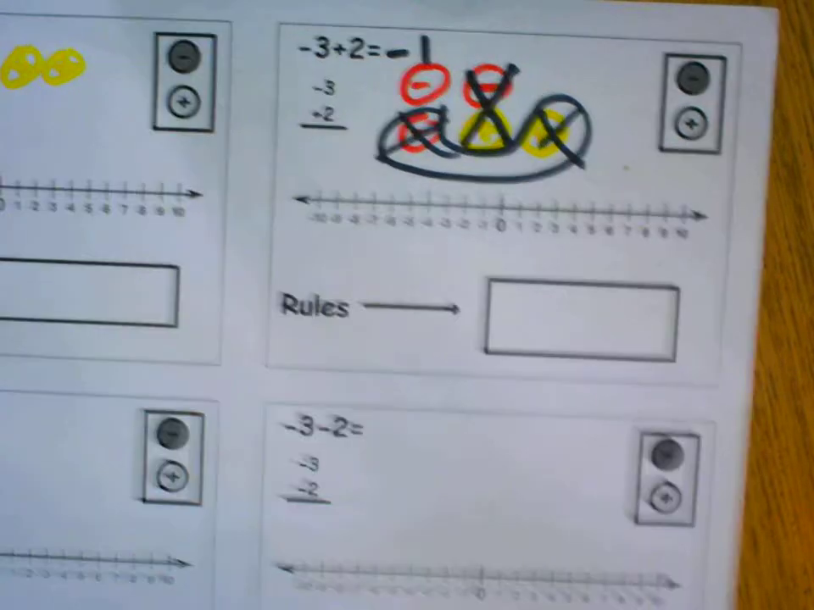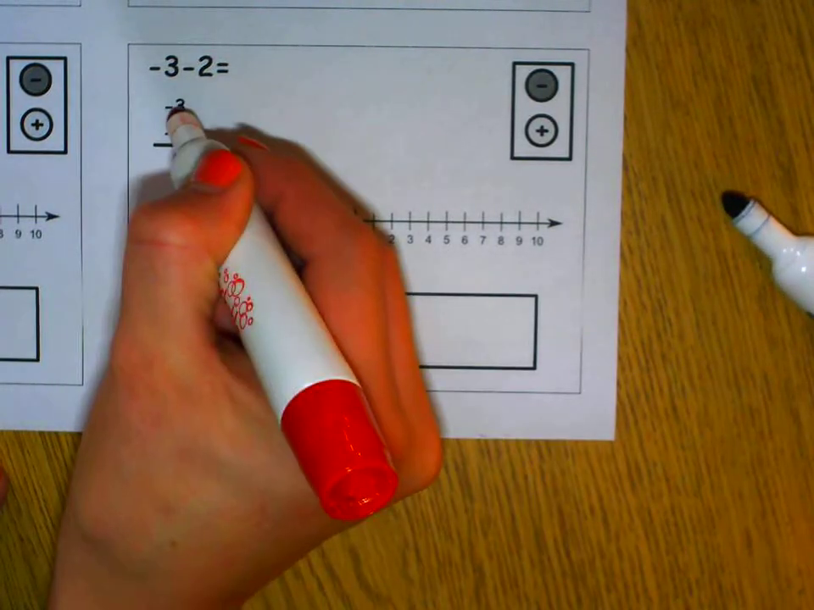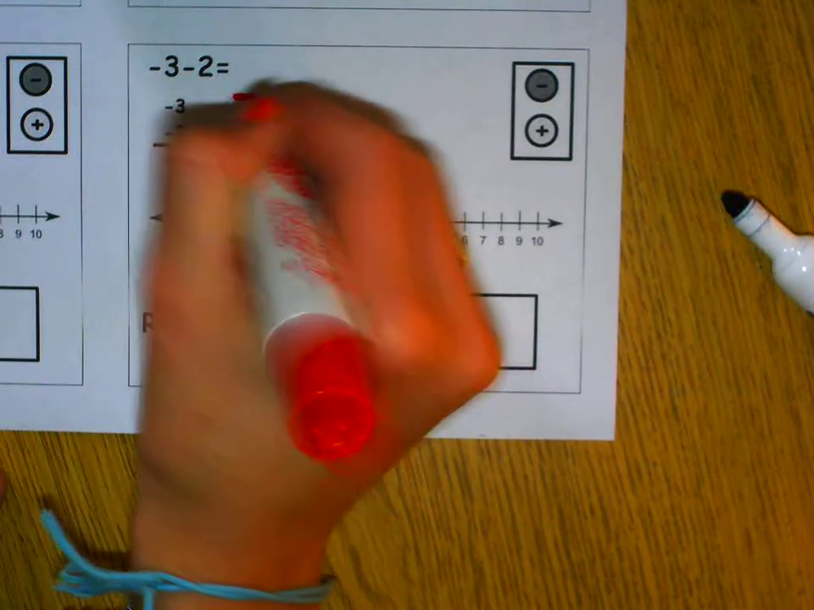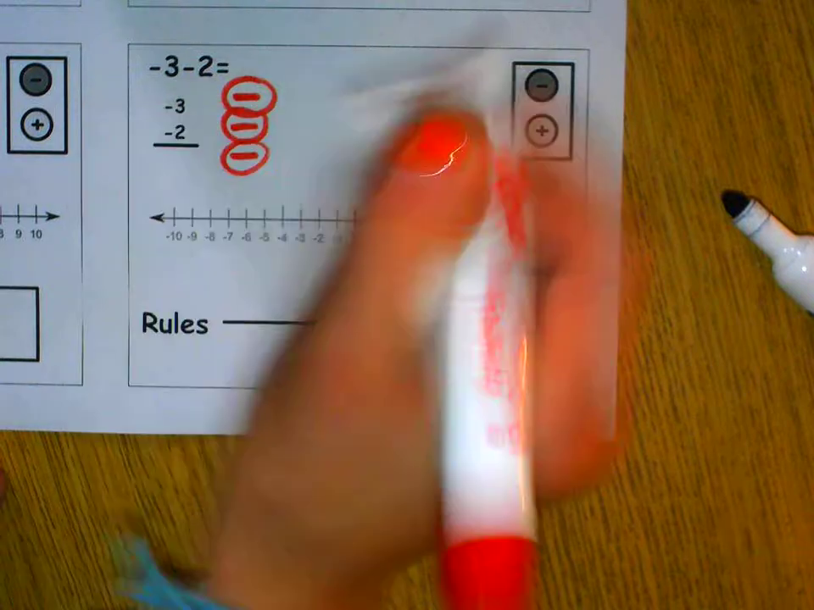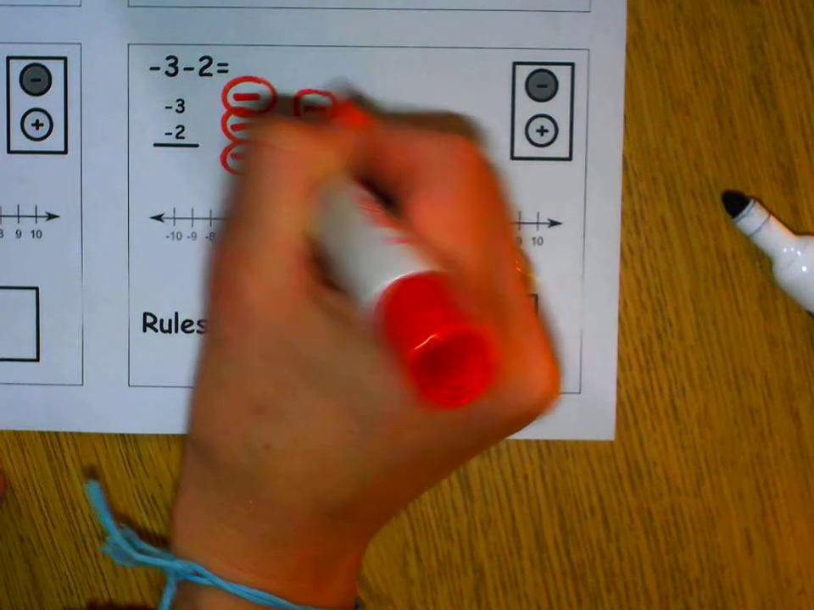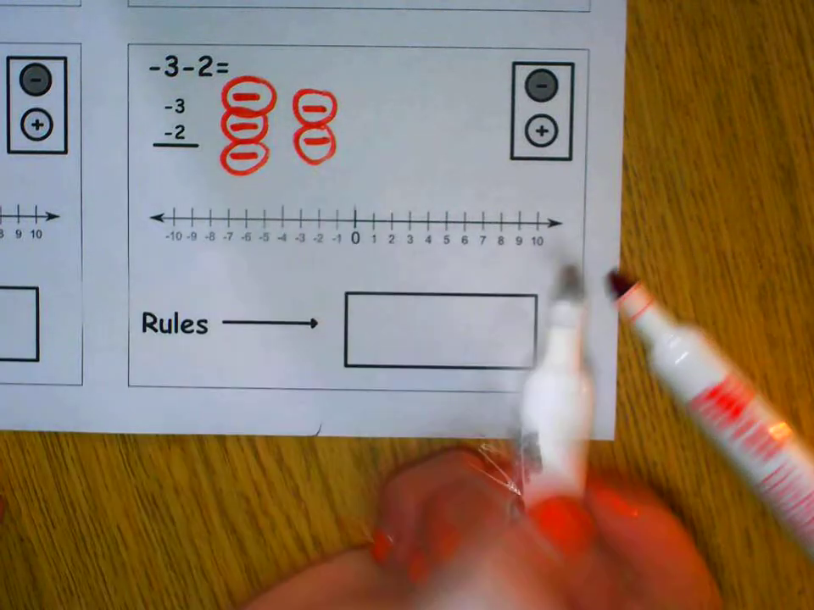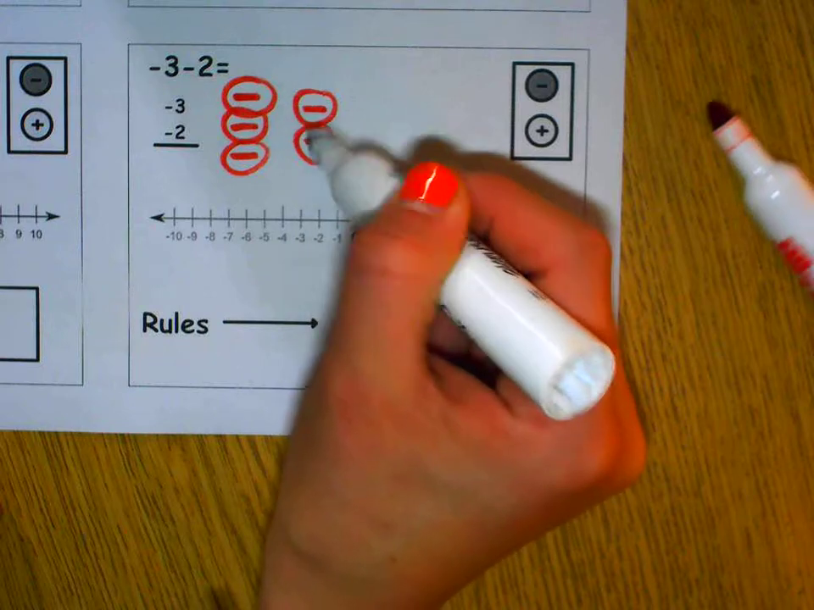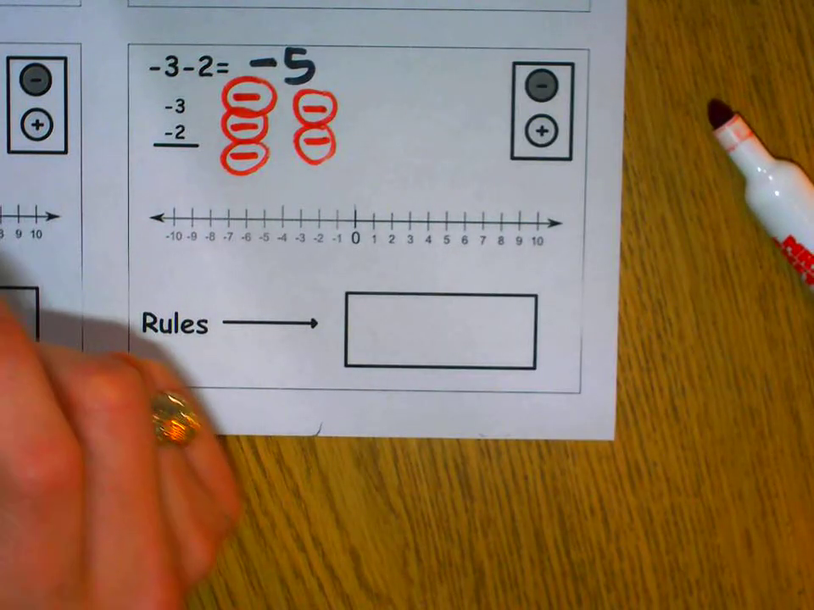Going down to the next corner, when I read this problem, it says negative 3 minus, I rewrite that, negative 3 minus 2. So the first one, negative 3, I'm going to do 3 negative chips. And then minus 2, since that's a minus, we're going to do 2 negative chips. I have nothing to cancel out. There's no 0 pairs because there's no positives and negatives. So I just count 1, 2, 3, 4, 5 negatives. So negative 3 minus 2 is negative 5.